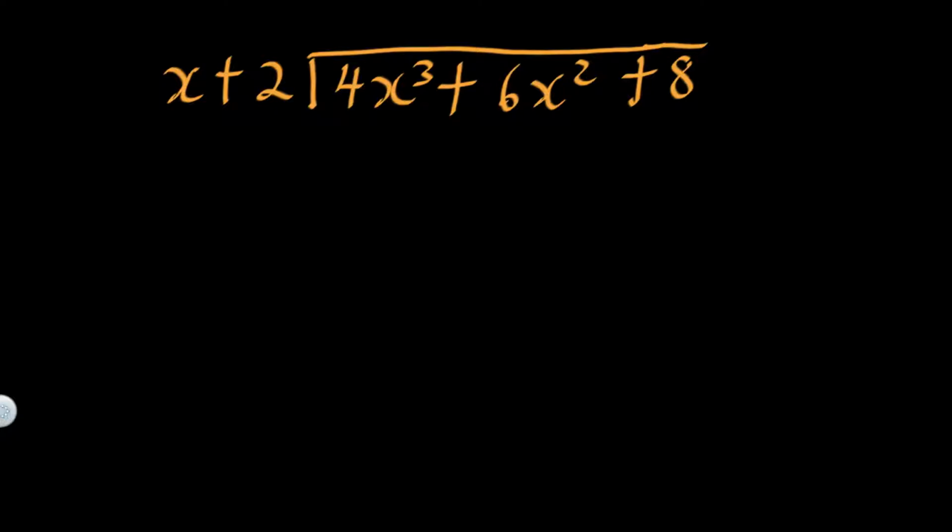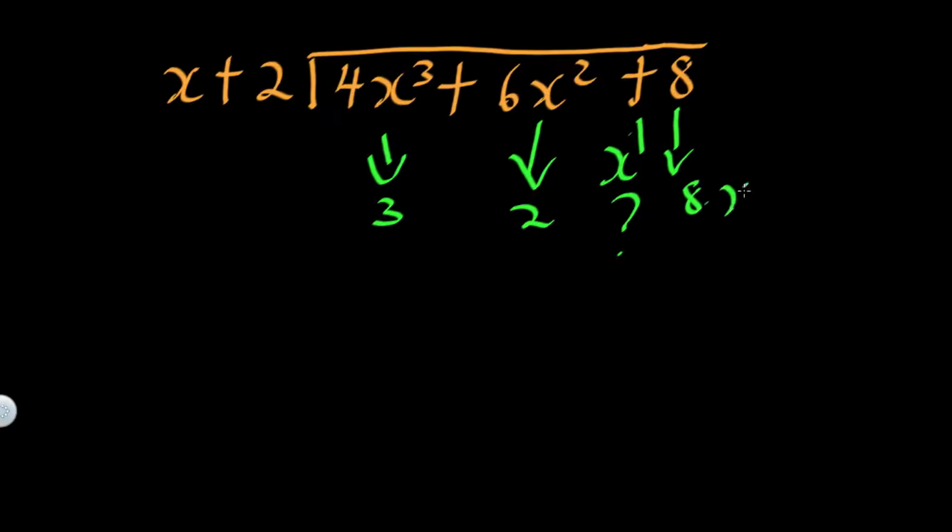Then we go to our dividend. On our dividend, we should also arrange it in decreasing powers of x. I'm happy here that we have x to the power 3. That's okay. This is x to the power 2. That's okay. But we don't have x to the power 1. It's missing. And here we have 8, obviously, times x to the power 0. So there is a problem here. There is a missing power of x.